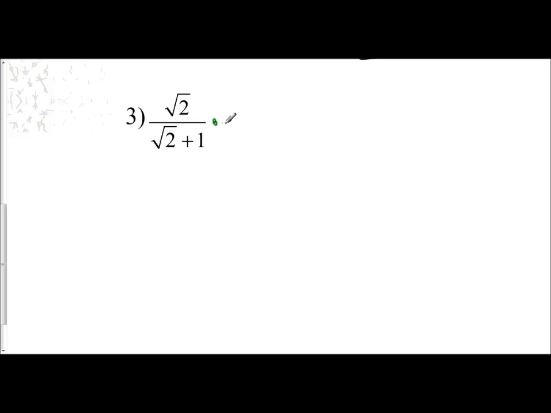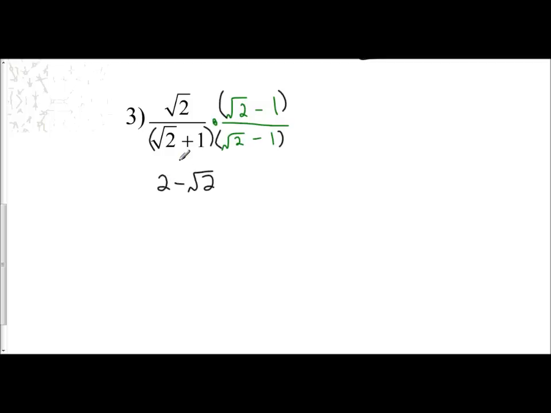I'm going to multiply by a clever form of 1. So I'm going to use the same expression on the bottom, except I'm going to change the operation. So it's square root of 2 minus 1 on the top and square root of 2 minus 1 on the bottom. And I'm going to put anything that is a binomial in parentheses to assist with distributing. And what do I get? Radical 2 times radical 2 is 2. Radical 2 times negative 1 is negative radical 2.